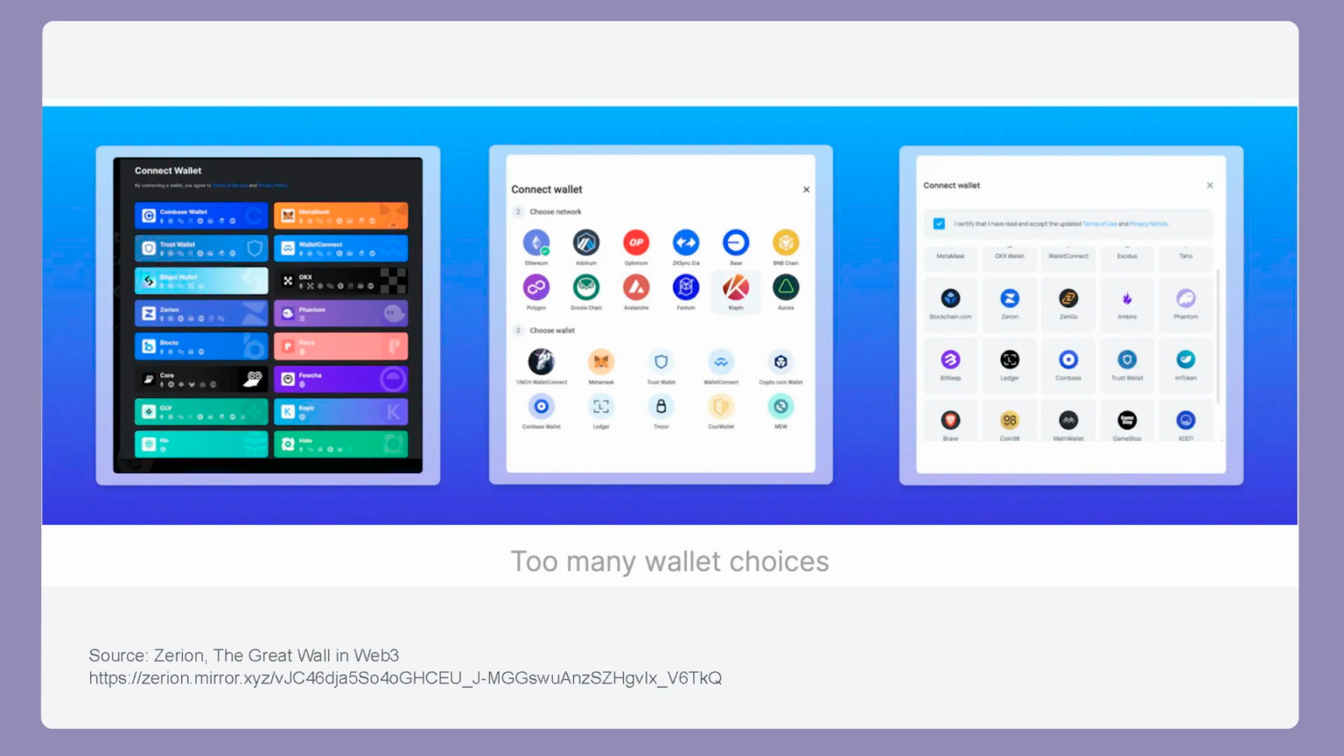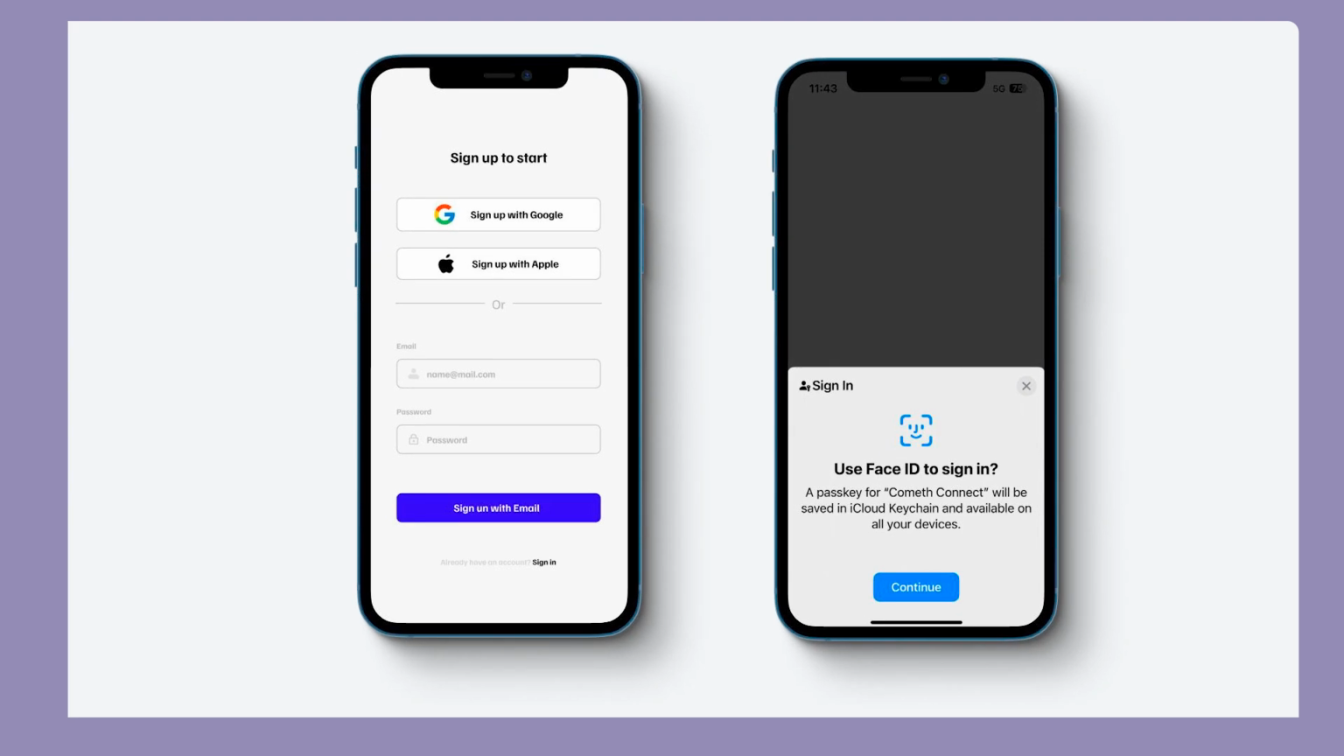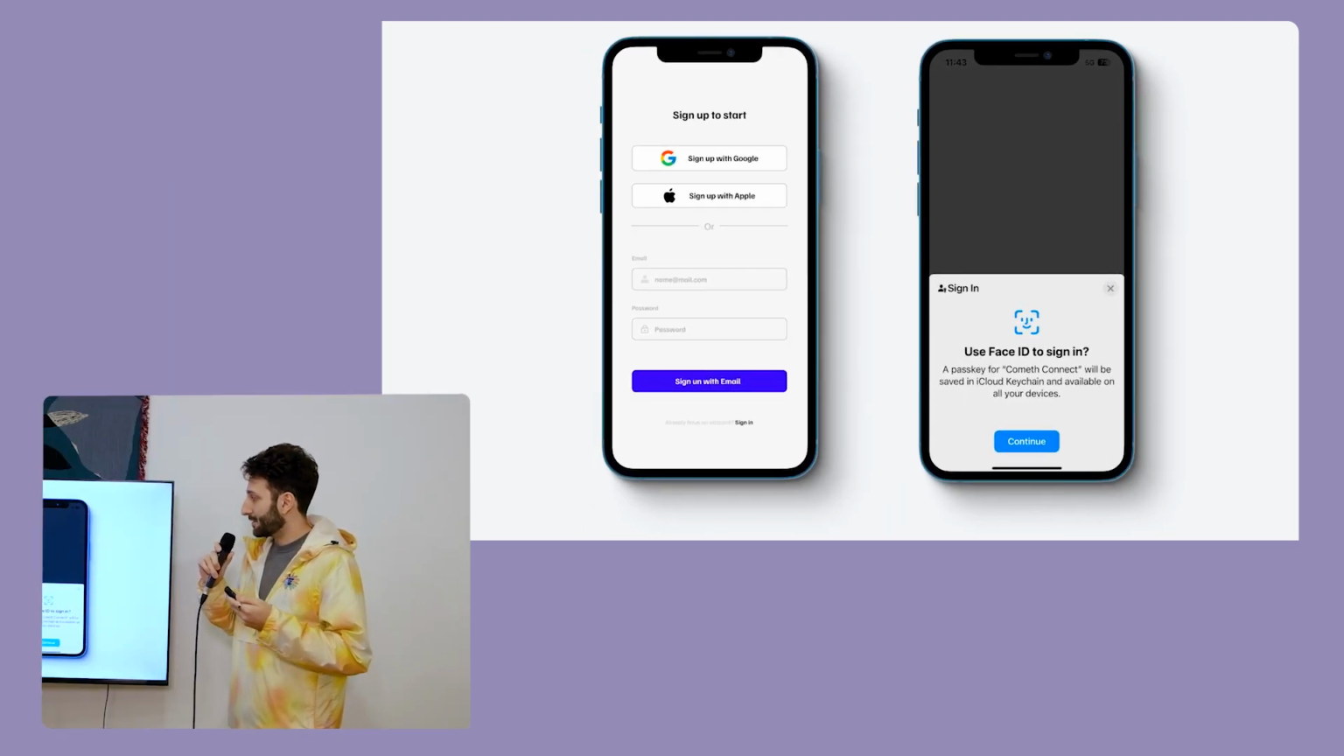So if there's one thing I want you to take away from this talk, it is that we should have less of this crazy wall of crypto where you have to select the wallet, you have to select the chain, less of this and more of this. Because essentially, we want people to use these things. We don't want them to have to learn about the crazy onboarding curve that it takes to onboard to crypto.